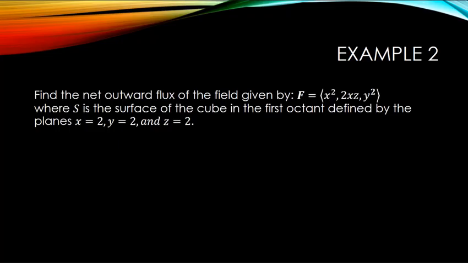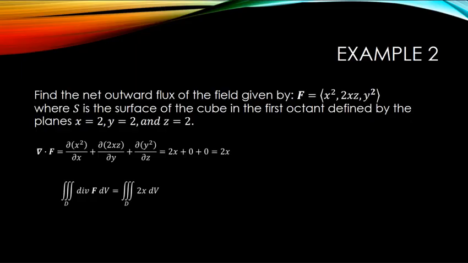I want to find the net outward flux of the field given by F is equal to a vector with components x squared, 2xz, and y squared, where S is the surface of the cube in the first octant, defined by the planes x is equal to 2, y is equal to 2, and z is equal to 2. I take del dotted with F, and I get the partial with respect to x of x squared, plus the partial with respect to y of 2xz, plus the partial with respect to z of y squared. This gives me 2x plus 0, or 2x.